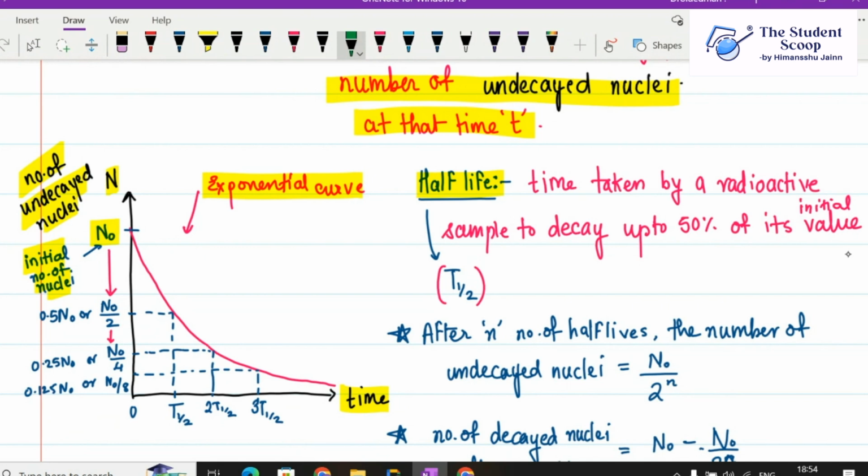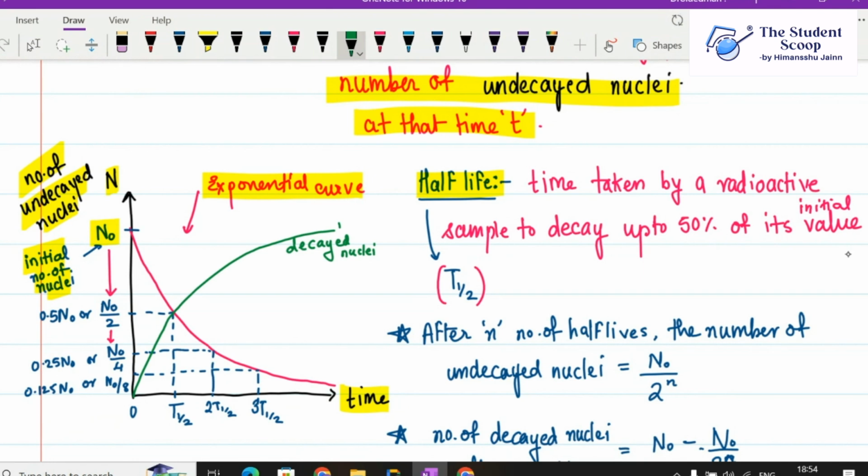Whenever there are decayed nuclei, the number of decayed nuclei has to pass through this 50%, because at 50% these are the decayed nuclei. This is the number of decayed nuclei. It increases like an upward exponential.